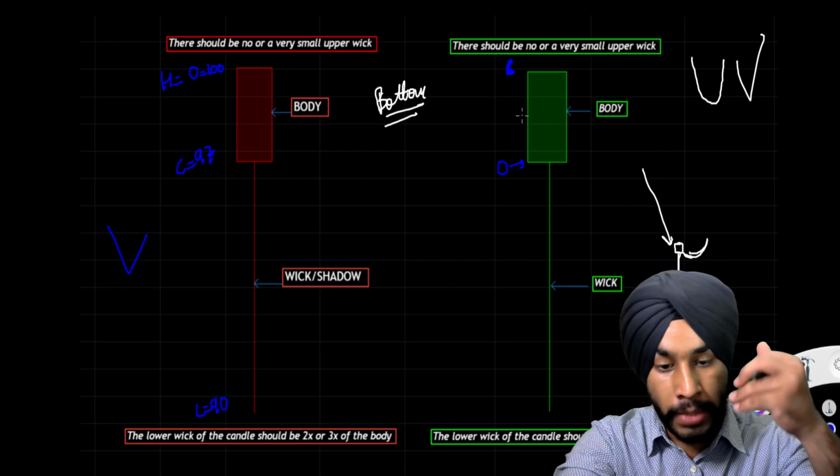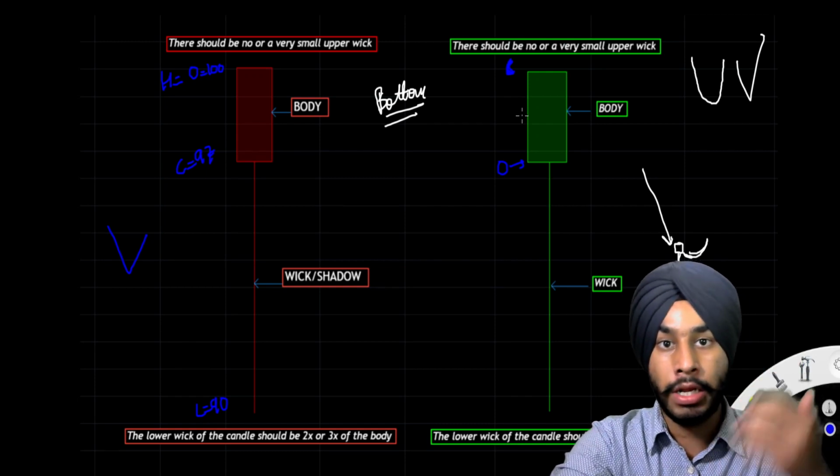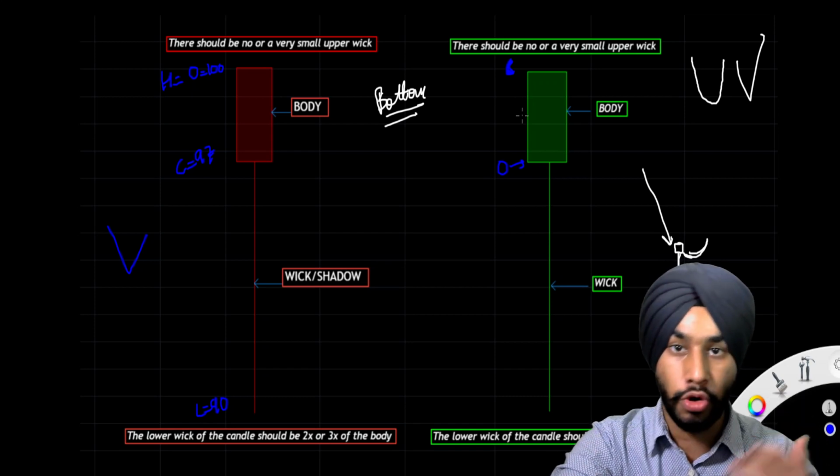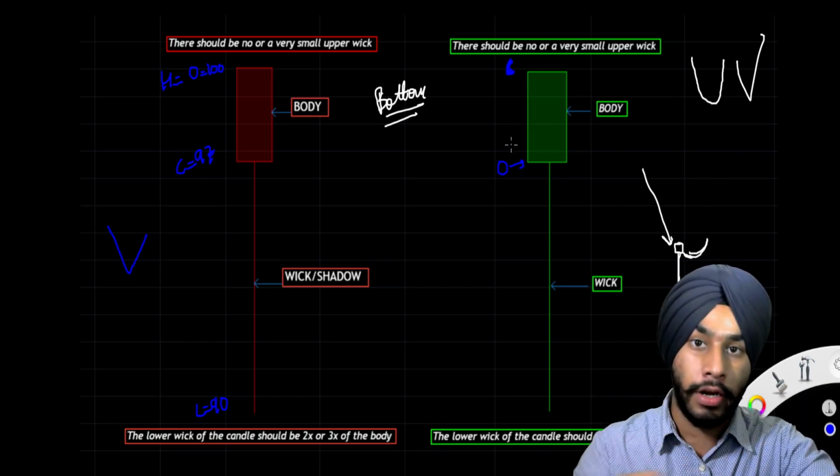This means that people are interested in the market, people are willing to buy, more people are coming in, more volume is there, more momentum is there. So the stock opened at 100 rupees and closed at 105 rupees.